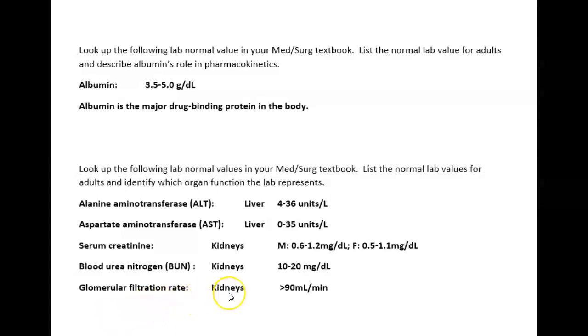Glomerular filtration rate, even in the med-surg textbooks, they can give you an average in one spot that says it's 125 mLs per minute. But what you need to know is that glomerular filtration rate needs to be greater than 90 mLs per minute. If the glomerular filtration rate, or GFR, is less than 90, that would be an indication that something is wrong with the kidneys.